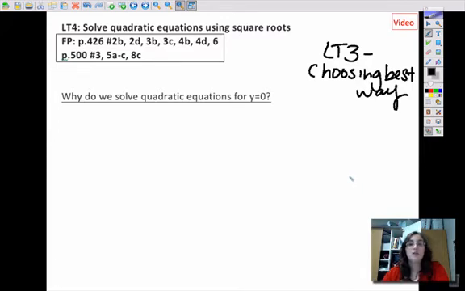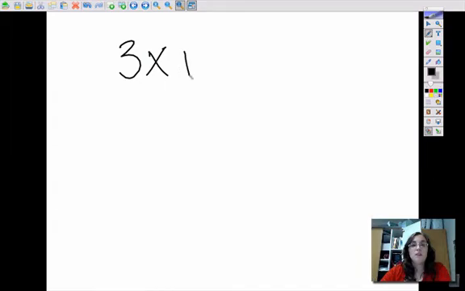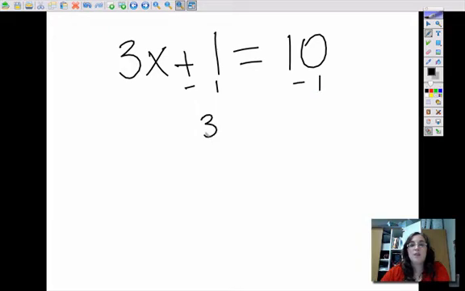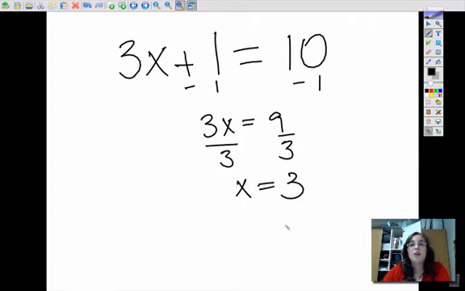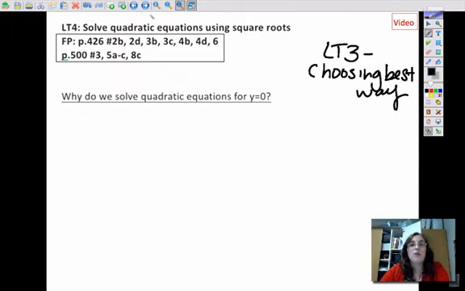So in the past, we've solved equations using the golden rule of algebra, meaning what we do to one side, we do to the other. Okay, so we minus 1 from each side, we get 3x equals 9, we divide by 3, and we get x equals 3. And we're going to do the same thing in learning target 4. Okay, we're just going to do it with quadratic equations, meaning there's going to be an x squared term. There's going to be a term that has x to the second power.